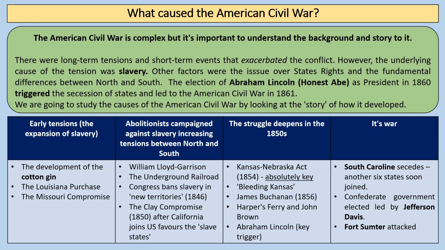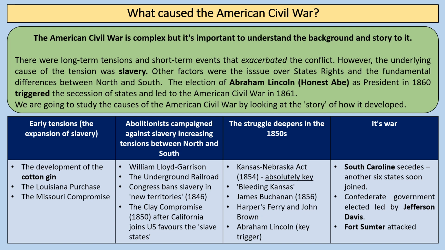We're going to talk about how the struggle deepened in the 1850s after the Clay Compromise. We'll talk about the Kansas-Nebraska Act, which is absolutely key, which led to Bleeding Kansas, the election of James Buchanan as president in 1856, and then John Brown, who was an abolitionist, attacking Harper's Ferry in 1859. We're then going to talk about the election of President Lincoln as the key trigger factor.